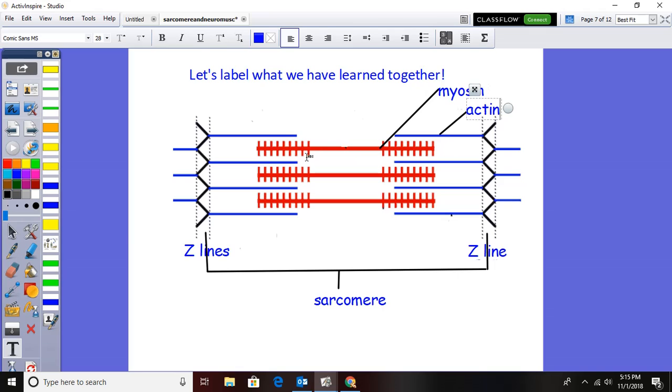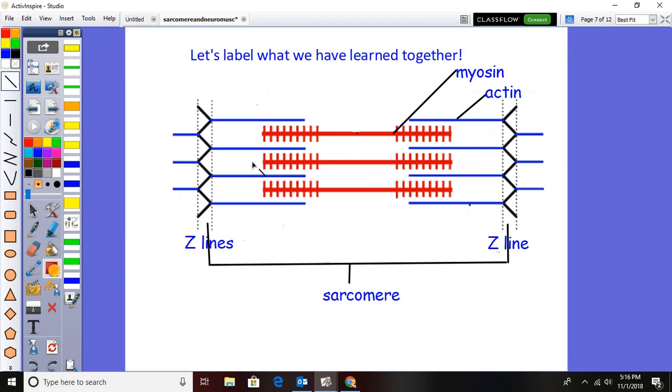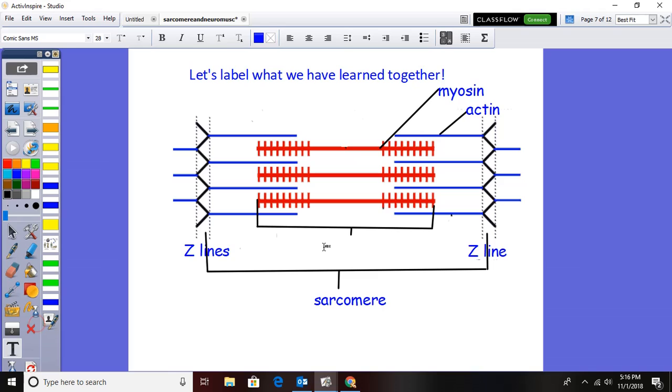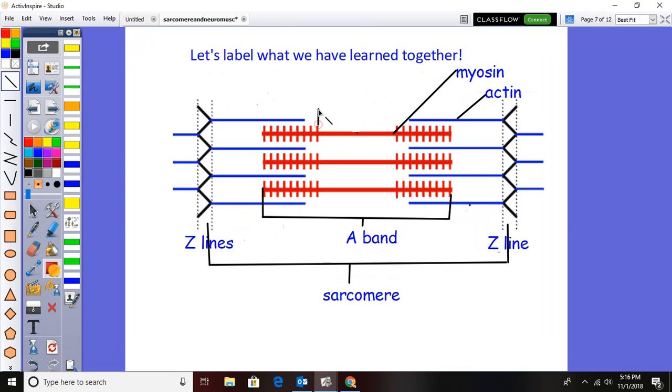And what else can we label? Let's see. We can label the A band. So we say that the A band goes from one end of the myosin to another. So this is going to be your A band. All right, and then we also said that your H zone's right there.